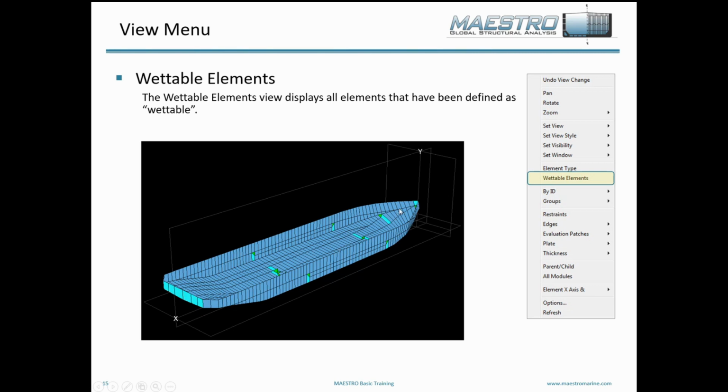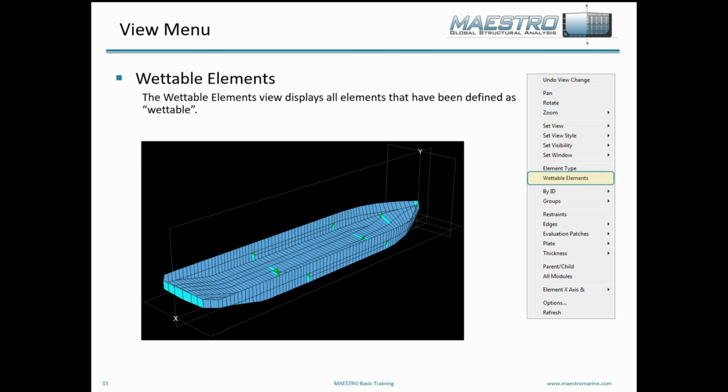And by default, when you create them, I don't think any of them are wettable, or if you import a PLY file, they are not wettable by default, but it's very easy to select a group of elements and toggle the wettable property so that they will accept hydrostatic pressure.